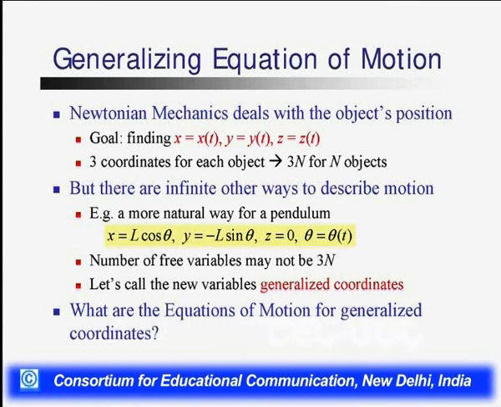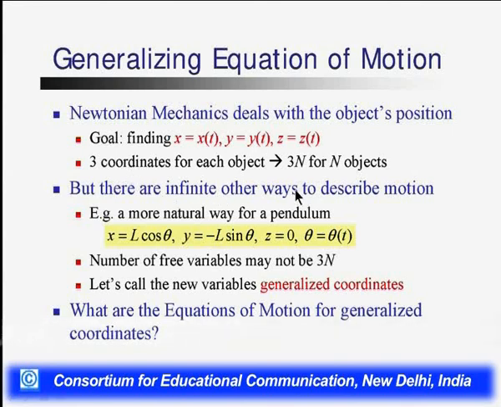Newtonian mechanics deals with the object's position. Here our goal is to find the position of the particle in a particular system in x, y, z coordinates. We define x equal to x(t), which means at a particular time we get the position of that particle in the x coordinate. Similarly, y equals y(t), and z equals z(t). All the positions will be defined with respect to time.